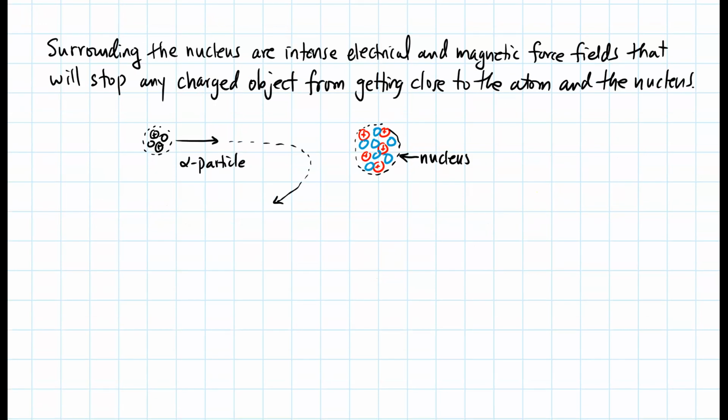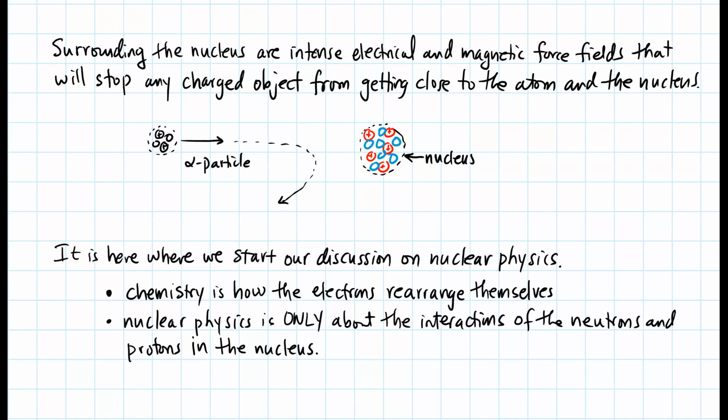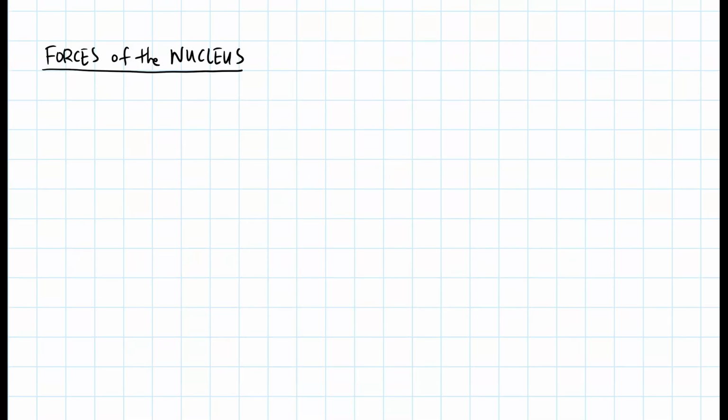We also learned that surrounding the nucleus were intense electrical and magnetic force fields, and that any type of electric charge that tried to get close to either the atom or the nucleus would be repelled. Rutherford sent in alpha particles that were deflected by the nucleus. Here we start a discussion on nuclear physics. Chemistry is how electrons rearrange themselves. Nuclear physics is only about the interactions of the neutrons and the protons inside the nucleus. So from now on, we don't care about what the electrons are doing, we only care about the neutrons and protons. Forces of the nucleus.